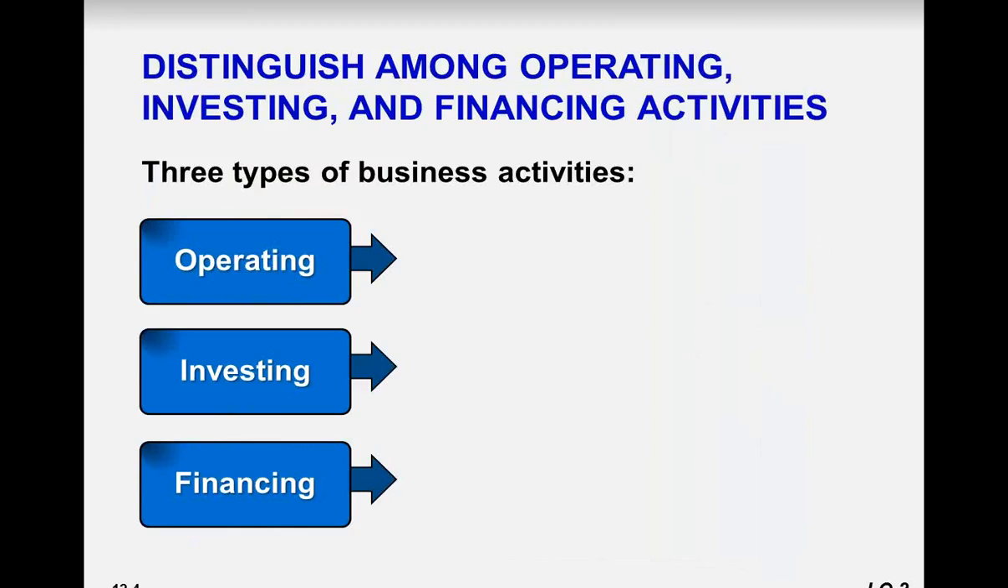There are three different types of activities that occur in a business. You have the operating activities, the investing activities, and the financing activities. These are going to be the three sections on your cash flow when you prepare your cash flow statement as well.